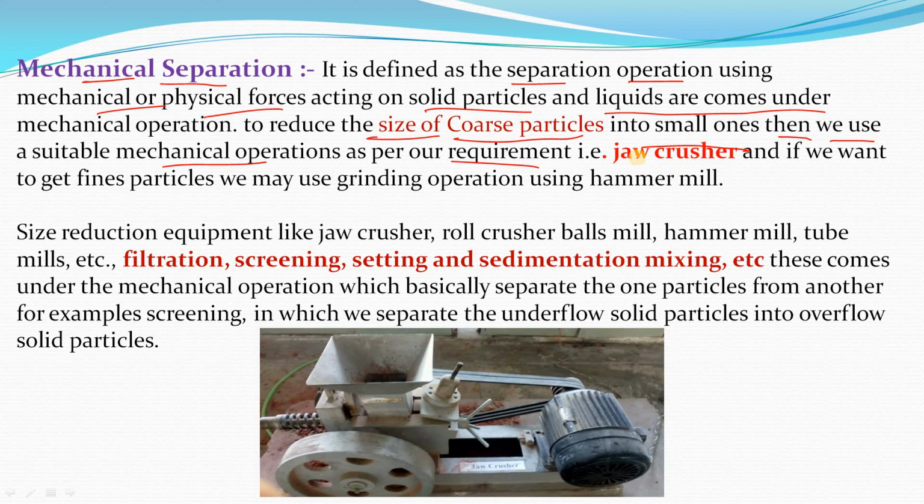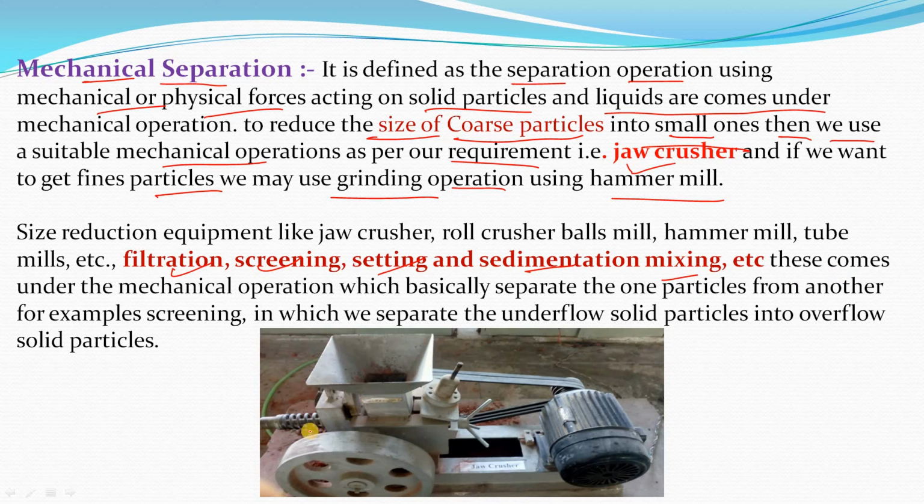And suppose if you want to reduce the size of coarse particles into small ones, then we use crushers. Say I am using jaw crushers here to reduce the size of the coarse particles into small ones. And if we want to get finer particles, then we use grinding operations using hammer mills and other mills like ball mills, tube mills, etc. Other examples of mechanical separation are filtration, screening, settling, sedimentation, mixing, etc.